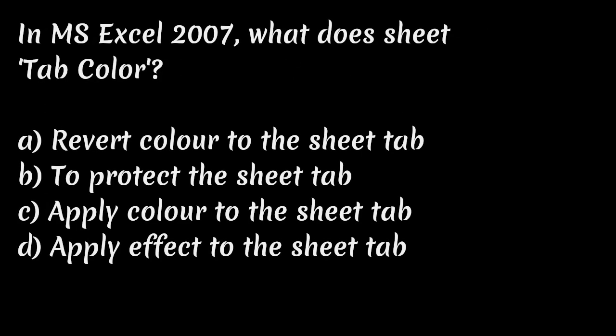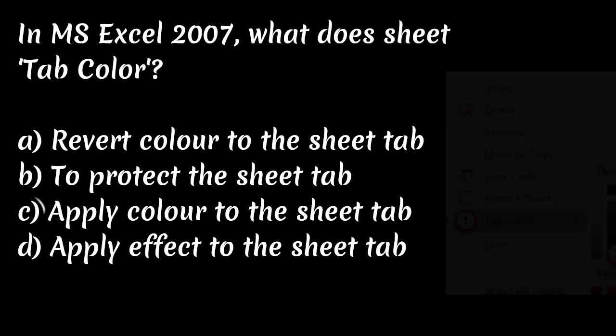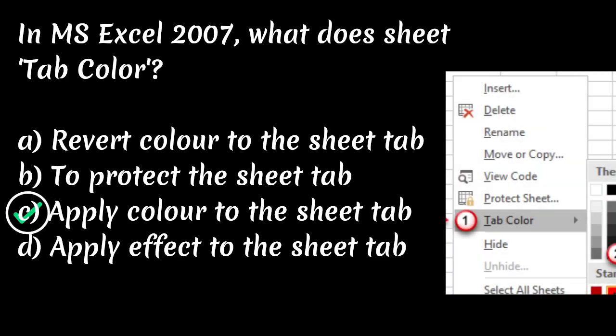Question 39. In MS Excel 2007, what does Sheet tab color do? A. Revert color to the Sheet tab, B. To protect the Sheet tab, C. Apply color to the Sheet tab, D. Apply effect to the Sheet tab. Answer C. Apply color to the Sheet tab.